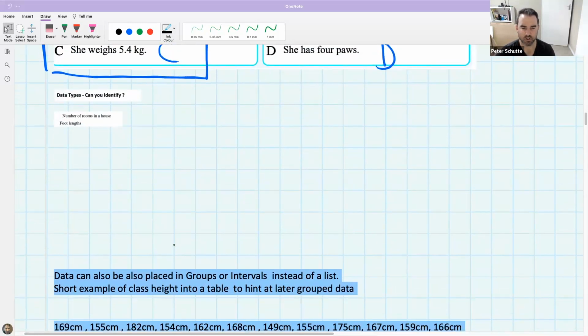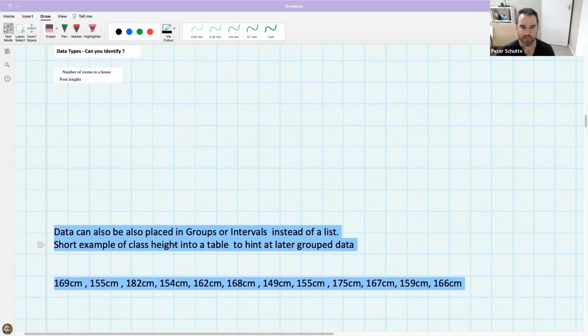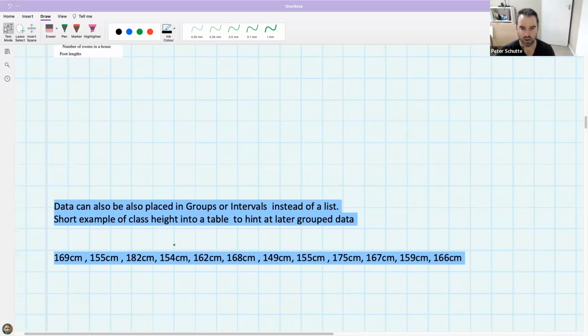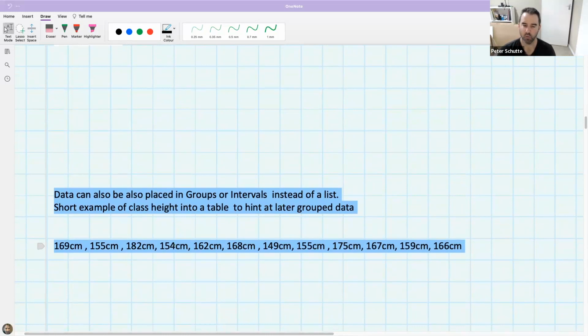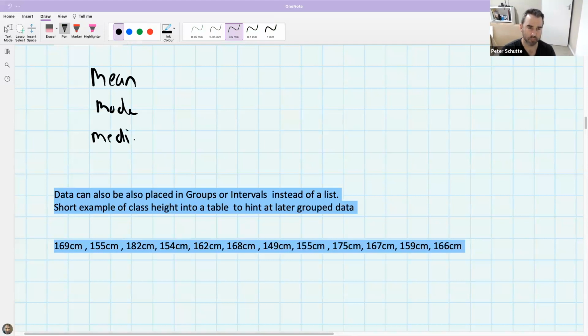So if we now talk about data, we also have a choice. How is data presented to us? One of the main ways that data is presented to us is as a list. Okay, so this is a list of data, and we are going to calculate measures of central tendency for this list. And the 3 measures of central tendency are the mean, the mode, and the median.